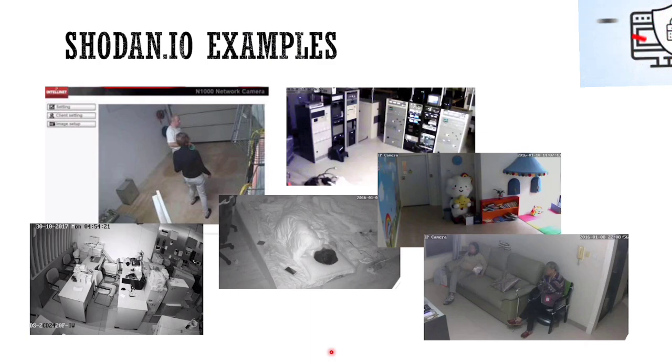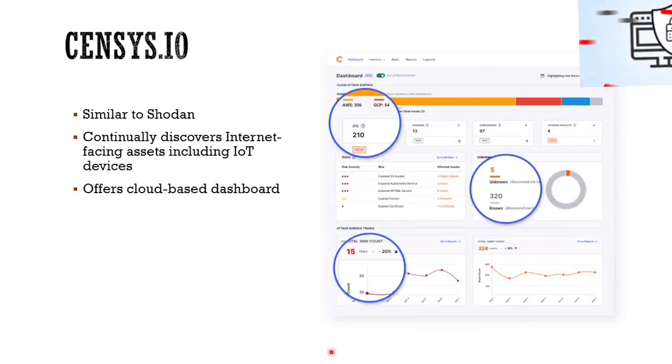Then there's a competitor to Shodan called Census.io. It too will discover IoT internet-facing devices, and it even offers a cloud-based dashboard.